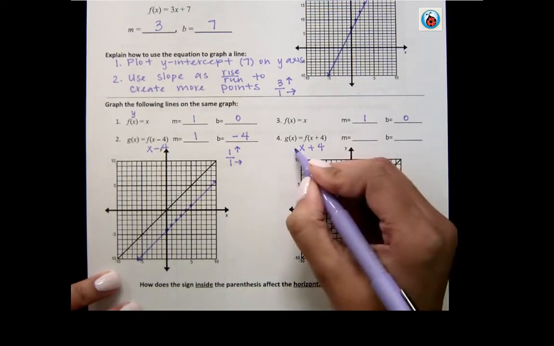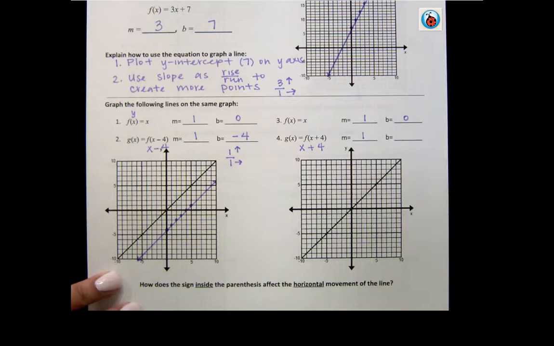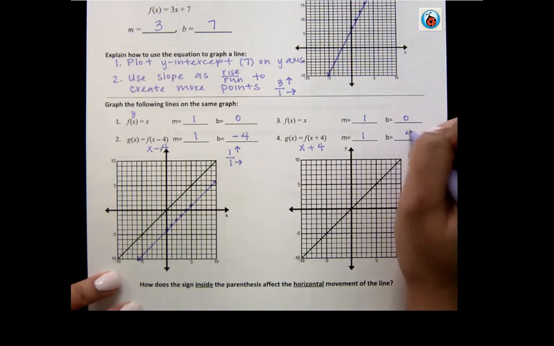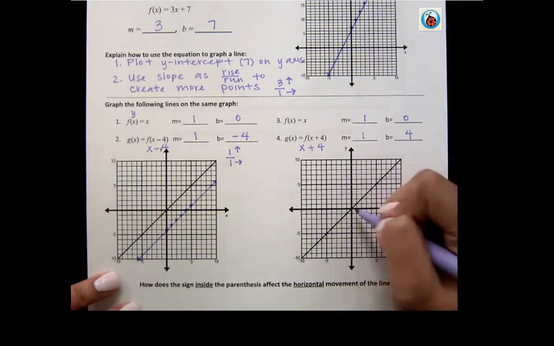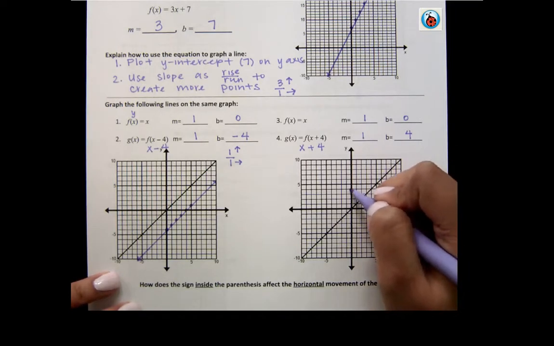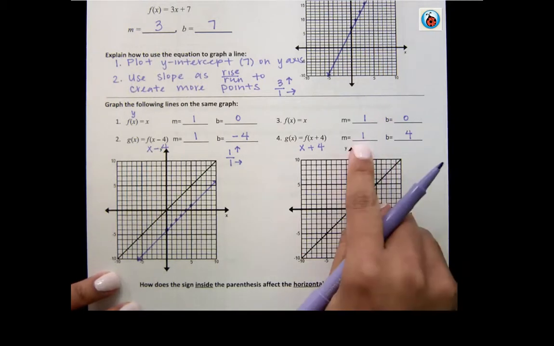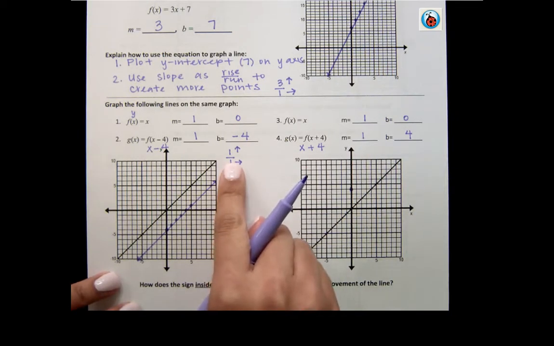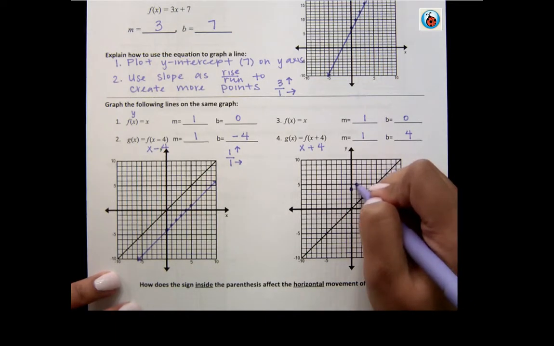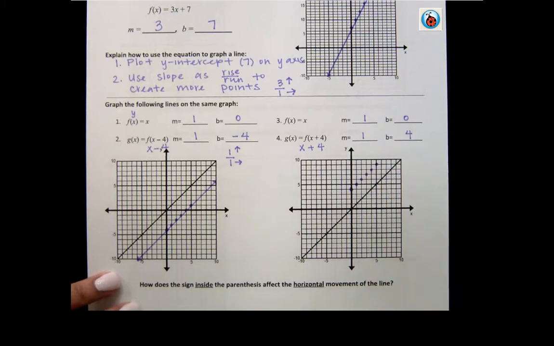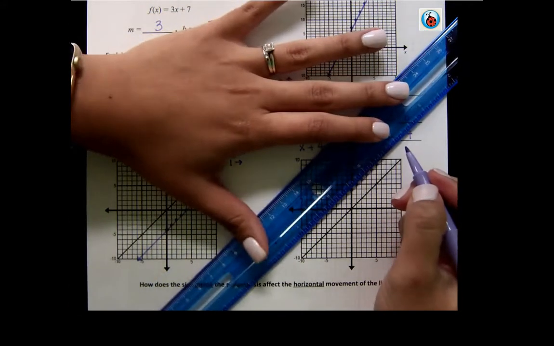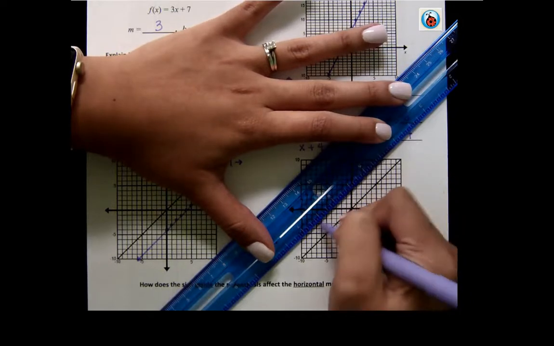So nothing has changed in the slope. So my slope is still 1. My b is positive 4 instead of negative 4. So on my y-axis, I'm going to find positive 4. So from the origin, I go up 4. That's my y-intercept. My slope, I can use this. It's the same thing because my slope is 1. So up 1 over 1, up 1 over 1, to show we have a slope of 1. Connect our points to create our line.